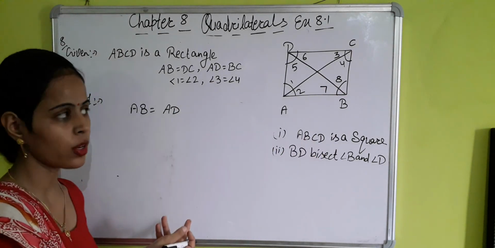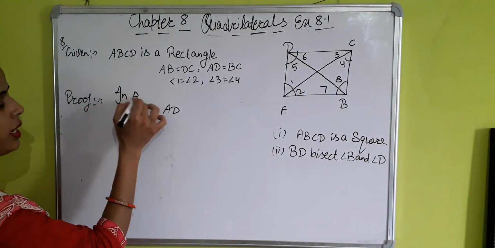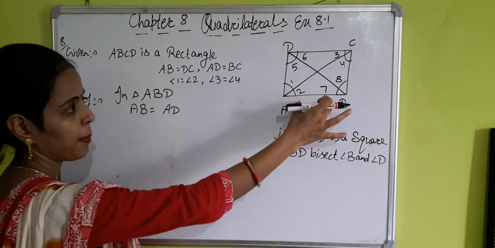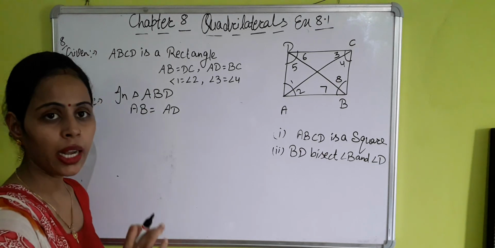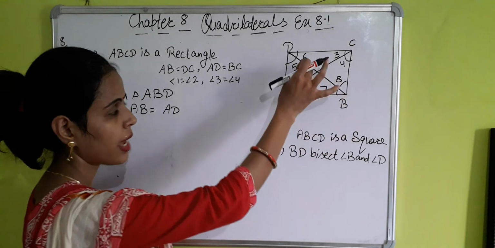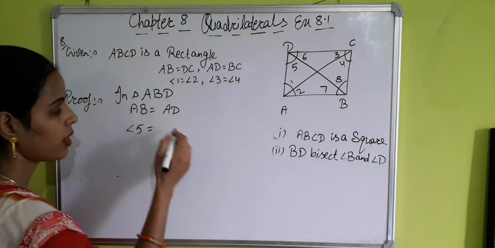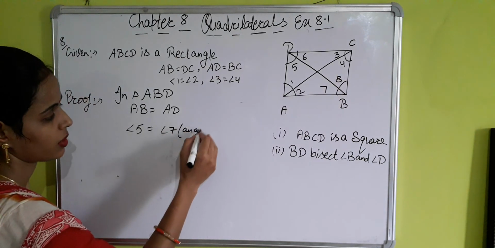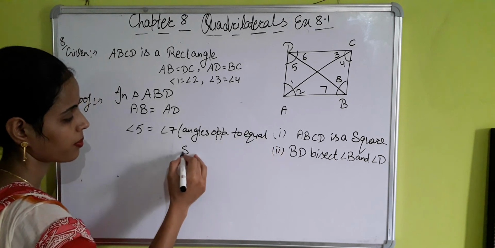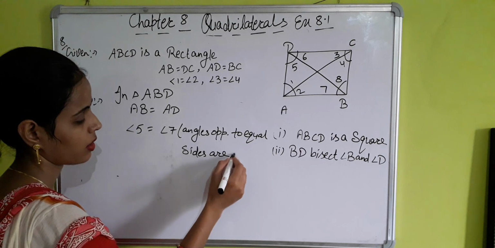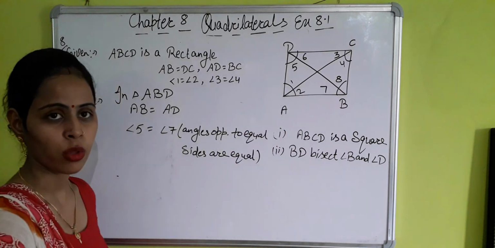In a square all sides are equal, so we can write in triangle ABD, AB equals AD. If AB equals AD, then the angle opposite to side AB is angle 5 and the angle opposite to side AD is angle 7. Angles opposite to equal sides are equal. Sides are equal, then their opposite angles are also equal.